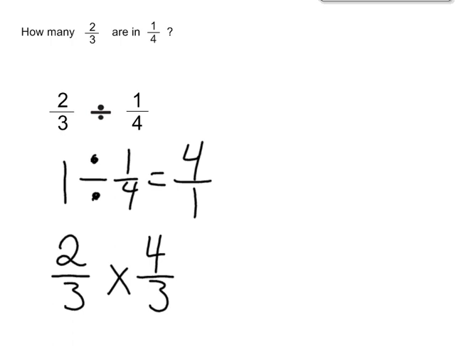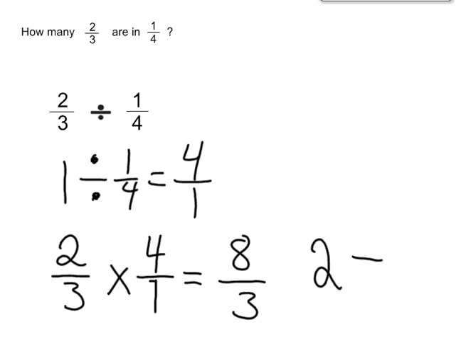In the end, I wrote 4 over 3. I got confused there. That was right. Okay, 2 times 4 equals 8, and 3 times 1 equals 3. Then, of course, we want to put this in proper terms. So that's going to be 2 and 2 thirds.